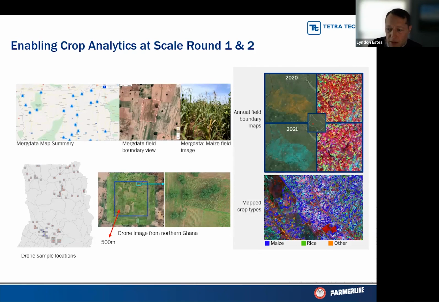The map at the top right shows the field boundary maps generated using deep learning for the years 2020 and 2021 in central Ghana. And in the lower right is the resulting maps of those crop types. So with that, thank you, and I'll turn it back over.